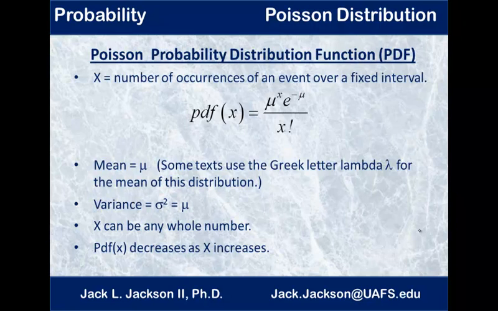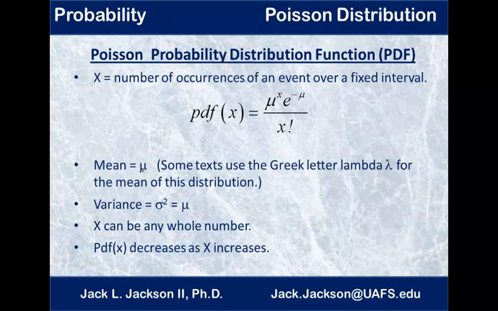Now, some textbooks like to use the Greek letter lambda. You can see it here, the lambda right here, for the parameter of this distribution. But since it is the mean, we're going to call it mu, and a lot of authors use that notation. It turns out that the variance of this distribution, of course, is denoted by sigma square, as always with the variance. It turns out to be the same value as the mean. So the variance and the mean are both mu.